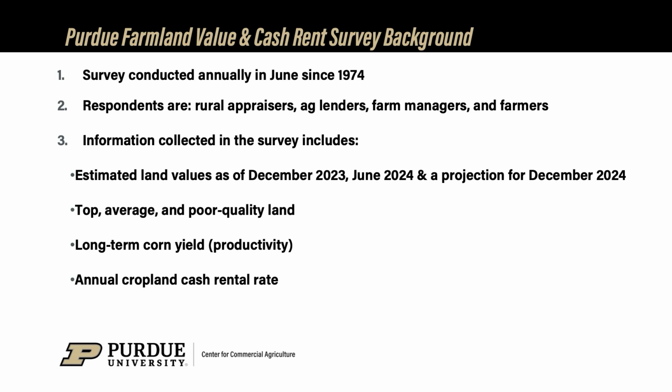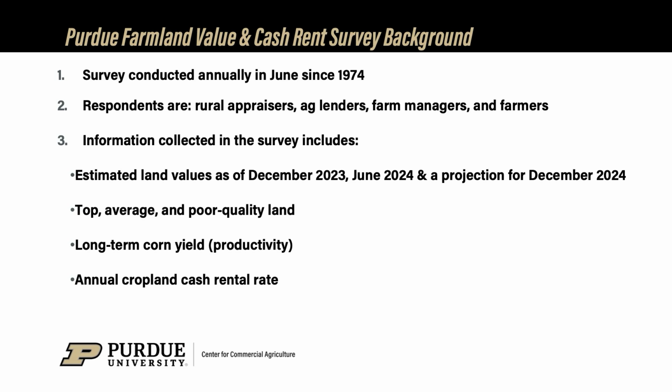We ask about both land values and cash rents, and we ask in their market area for the top, average, and poor, which we don't define for them. We just ask them to report their expectation for long-run corn yields in that area. Then we get all that information and sample it at both the state level and for 6 regions around the state. We report cash rental rates for top, average, and poor quality land.